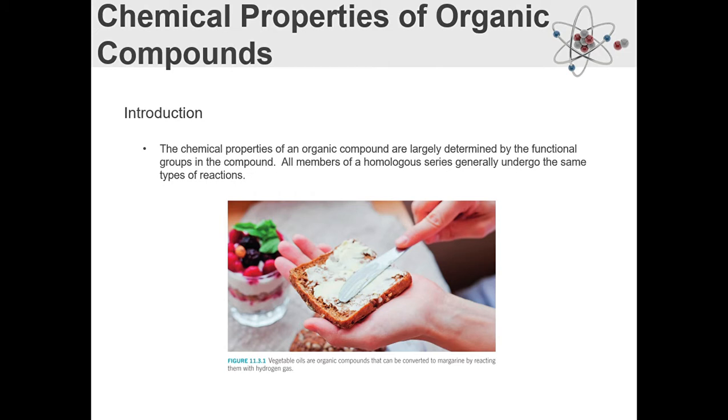So this is chemical properties of organic compounds, and the properties of an organic compound are largely determined by the functional groups, and all members of a homologous series generally undergo the same types of reactions. Basically, if it has a certain type of functional group, it will undergo the same kind of reaction. So let's kick it off.